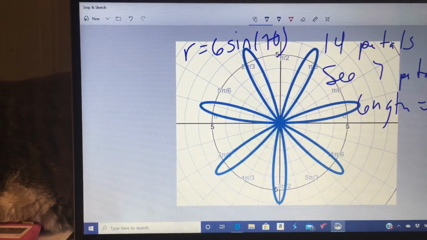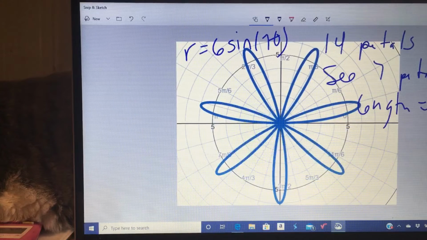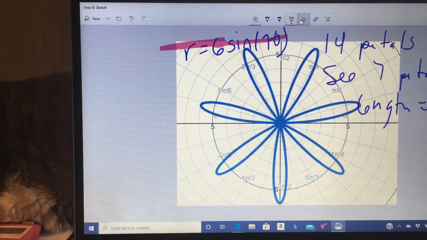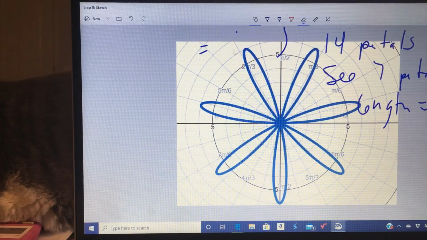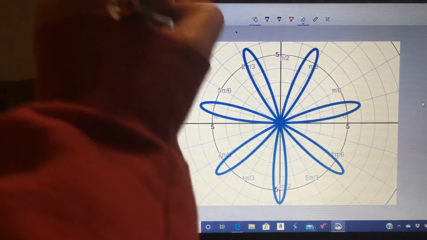Sorry, I'm writing so messy. I don't want my arm to be in the way and then it makes me write really messy. Clear, can I erase this? Oh gosh, that is not what I meant to do. Try to erase.